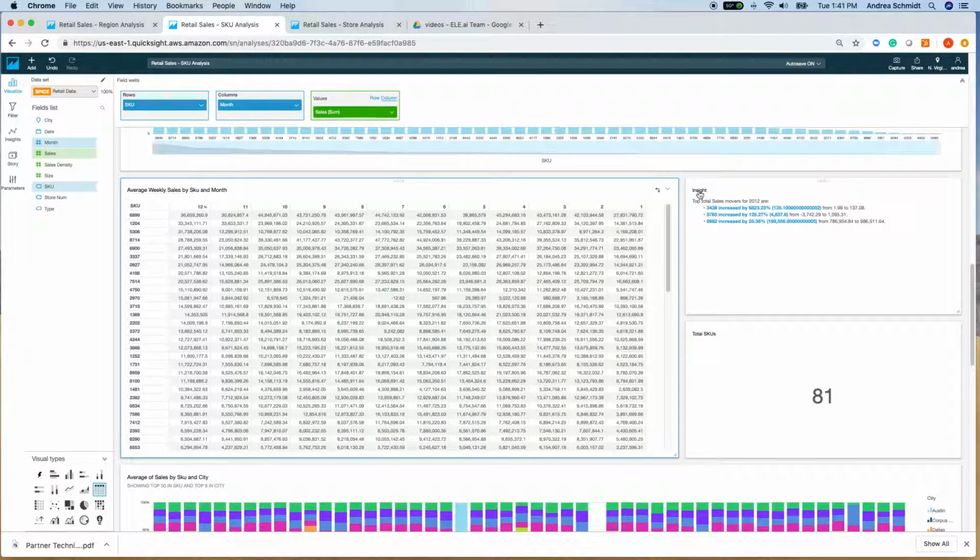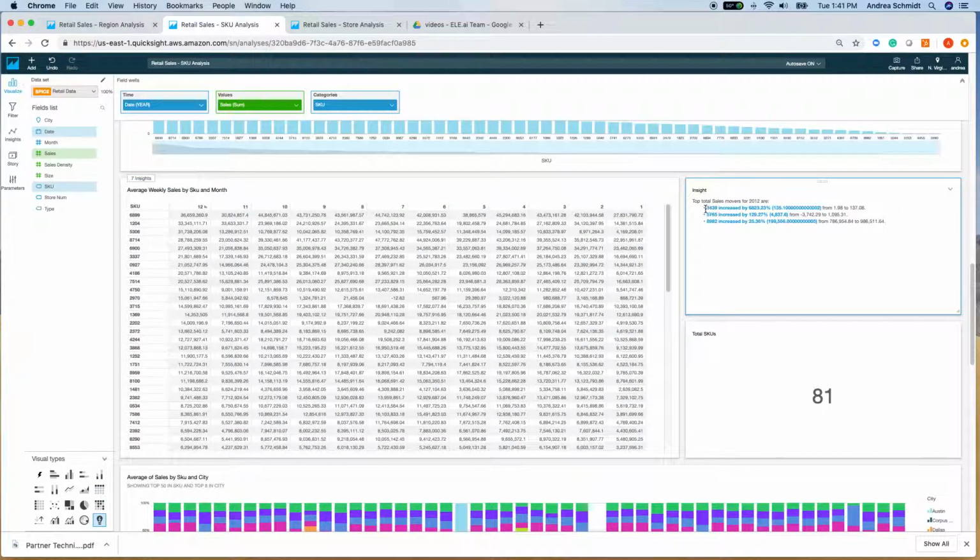We have an insight ability with an algorithm, or actually, I'm sorry, I'm looking at the top, this is an insight for top total sales movers. So this is top performing or changing SKUs. And these 3 SKUs all increased in 2012. But okay, you can't just stop there. You kind of have to look at the details a little bit and say, this SKU went from $1.98 to 137. Like, something's a little wacky there.